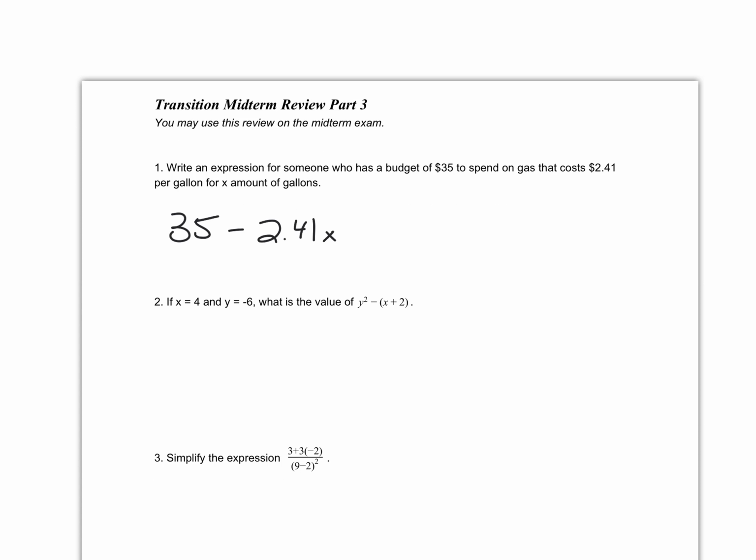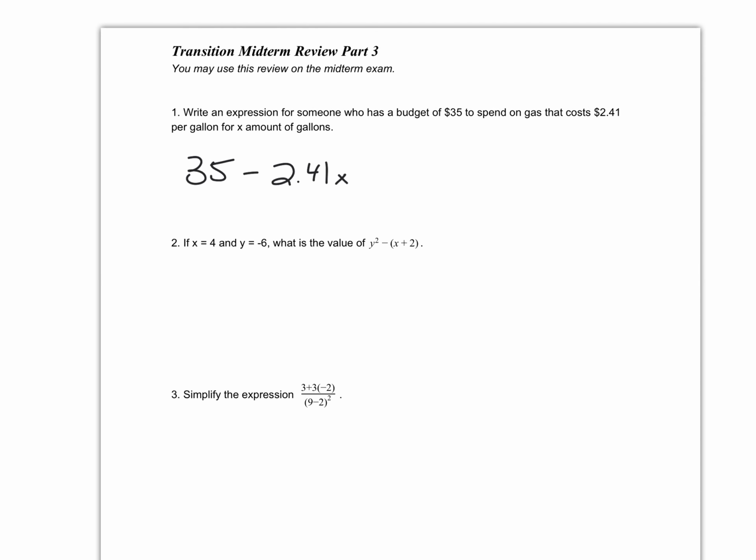Question 2. If x equals 4 and y equals negative 6, what's the value of that expression? So make sure when you input these in, we're using parentheses because we know negatives squared are going to be positive. And then it's 4 plus 2. So negative 6 squared, 36. And then in the parentheses, 4 plus 2 is 6. So that gives me 30.